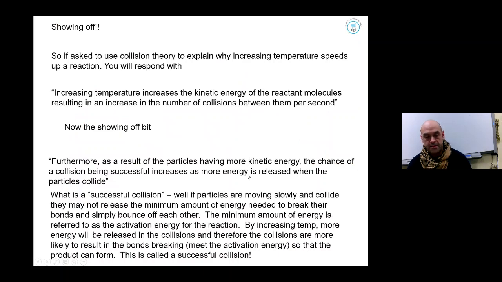I'm not going to leave that there. You can read that in your own time. But what I've put is, the effective temperature is that you increase the number of collisions and you increase the proportion of the collisions that meet the activation energy.